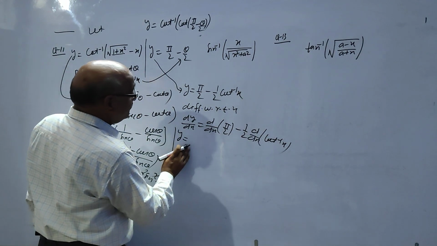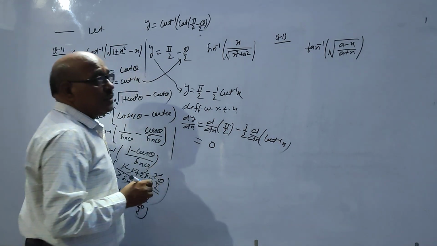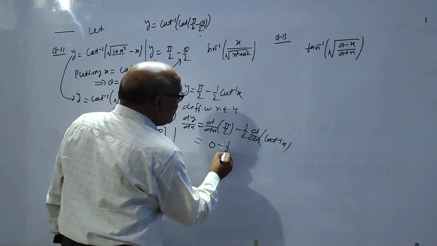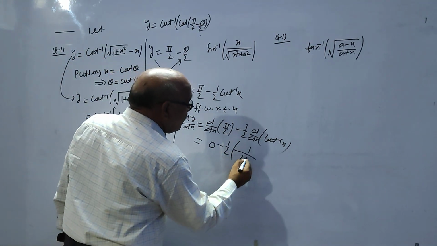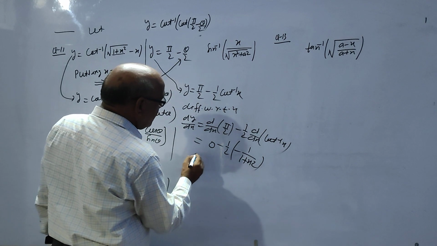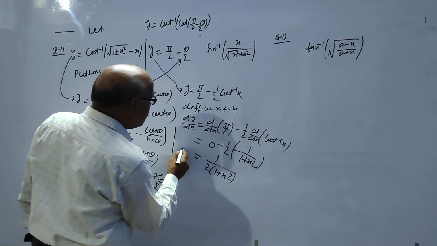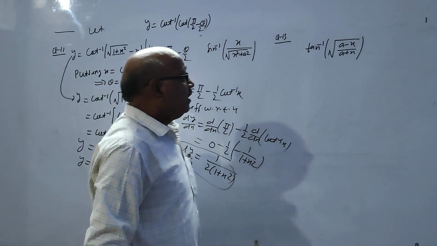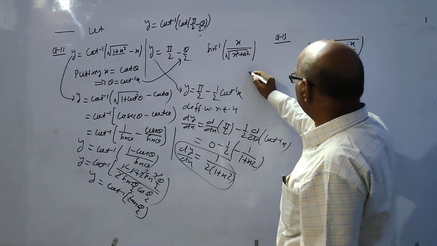Differentiation of pi by 2, that is constant. Pi by 2 is a constant, so what will be its differentiation? That will be equal to 0 minus 1 by 2. What is the differentiation of cot inverse x? That is minus 1 upon 1 plus x square. Minus minus is going to be plus 1 upon 2 times of 1 plus x square, and this is the value of dy over dx, and this is the required result.